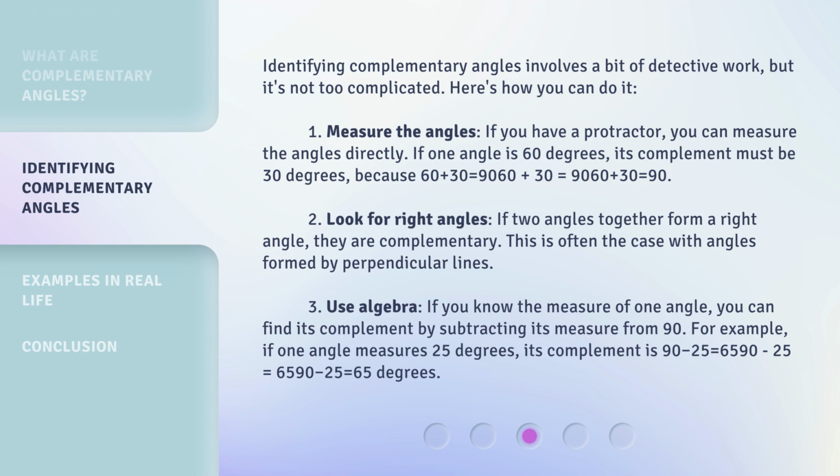3. Use algebra. If you know the measure of one angle, you can find its complement by subtracting its measure from 90. For example, if one angle measures 25 degrees, its complement is 90 minus 25 equals 65 degrees.